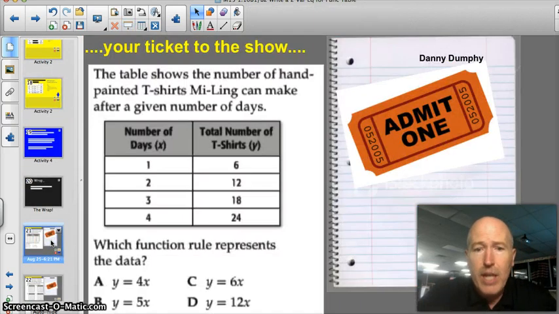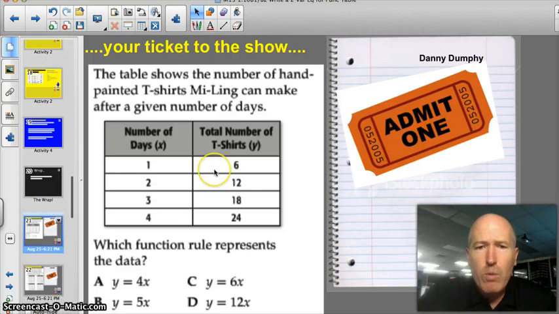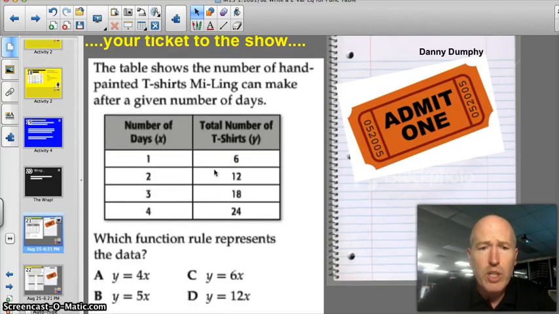This is a double page ticket. This is probably what you're going to look at on the test, a question like this. Well, I'll actually read it to you. The table shows the number of hand-painted t-shirts Ming Ling can make after a given number of days. So here's the number of days. Total number of shirts. Here's my input, my output, my X, my Y. Day 1, 6 t-shirts. Day 2, 12 t-shirts. Day 3, 18. Day 4, 24.